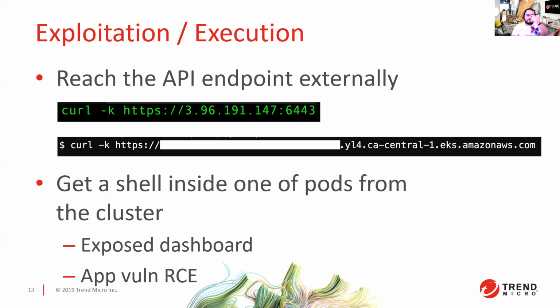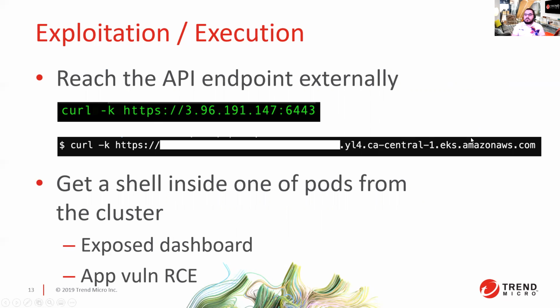Okay, so I'm able to reach the API endpoint externally. Here are some examples. By default, on an unmanaged cluster, Kubernetes uses port 6443 for the API server, and on managed services, sometimes it's port 443 by default, right? And you can see here by the URL that it's using EKS on Amazon AWS, on the second URL, right?